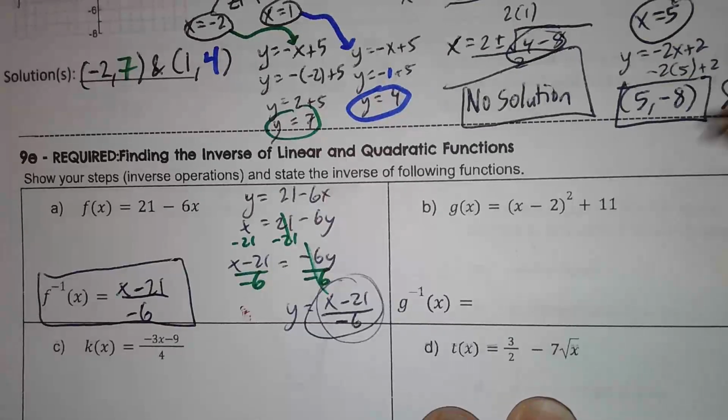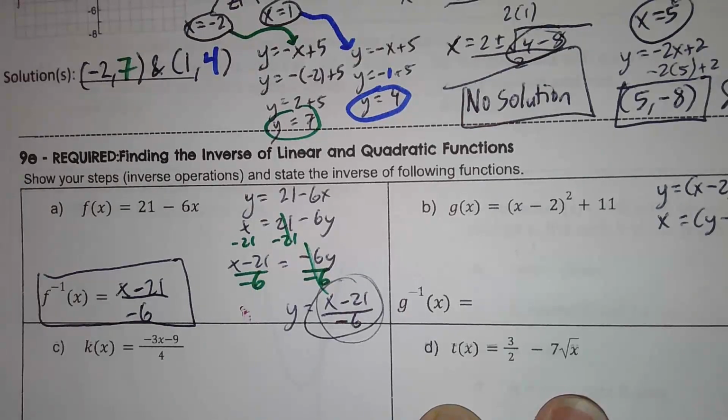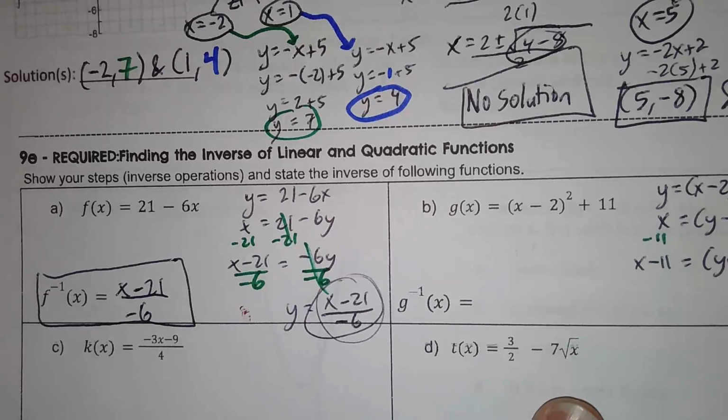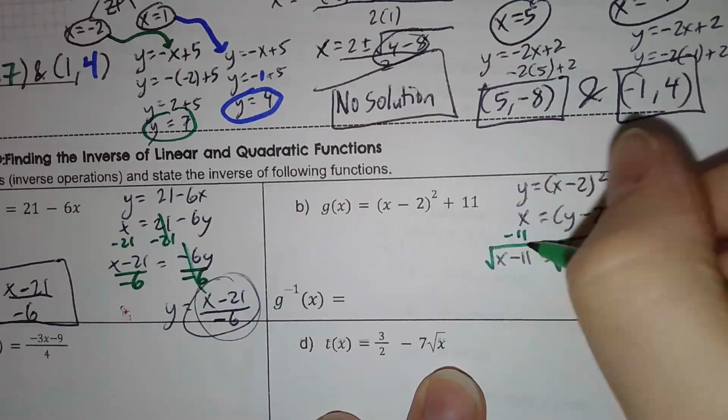Letter B. Letter B, I'm going to do the same steps. Y equals x minus 2 squared plus 11. Switch x and y. And now I want to do the inverse operations in the correct order, so I'm going to first move what's furthest away from y. I'm going to subtract 11. Now to get y by itself, I cannot add 2. I will need to square root both sides.